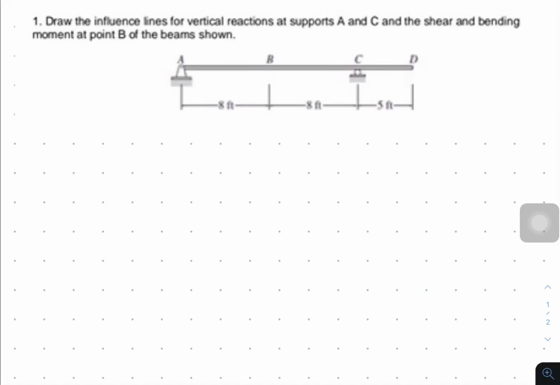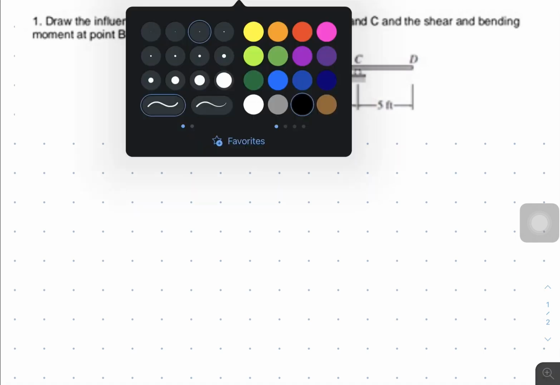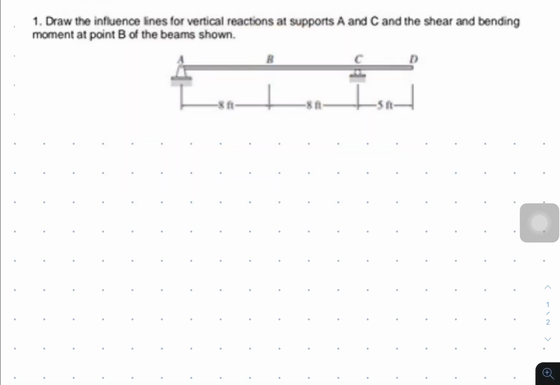So for example, we're going to draw the influence lines for vertical reactions at supports A and C. So we need to get the influence line for reaction at A and then reaction at C, and also the shear and bending moment at point B. So we're going to cut through at point B so that we'd be able to get the shear and moment.